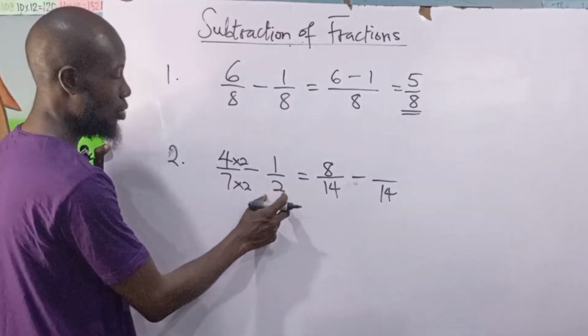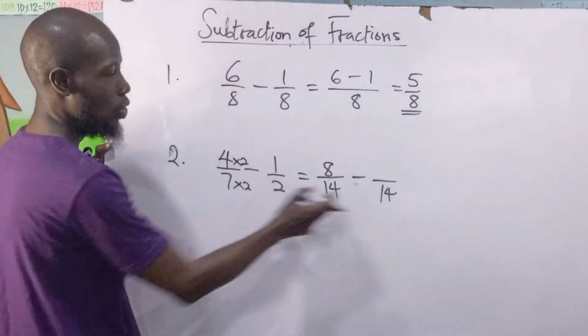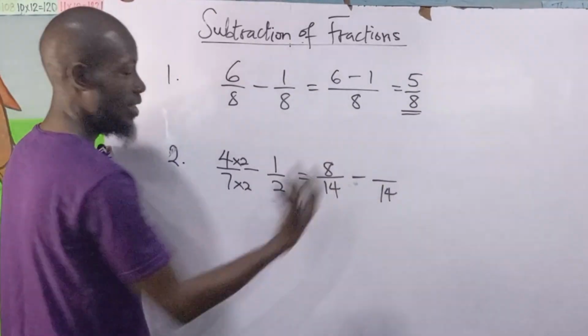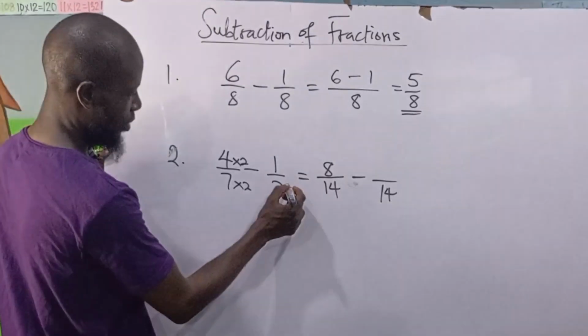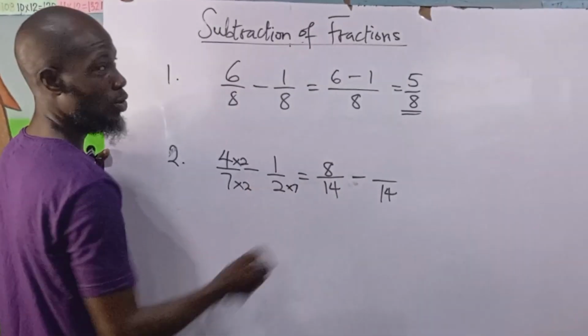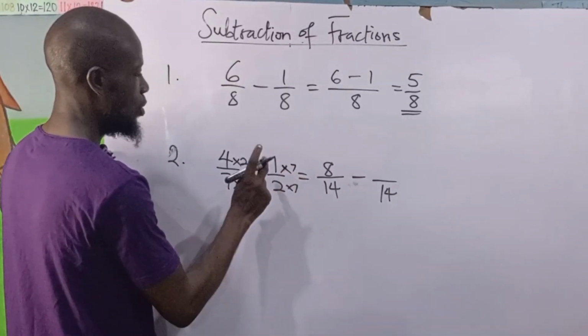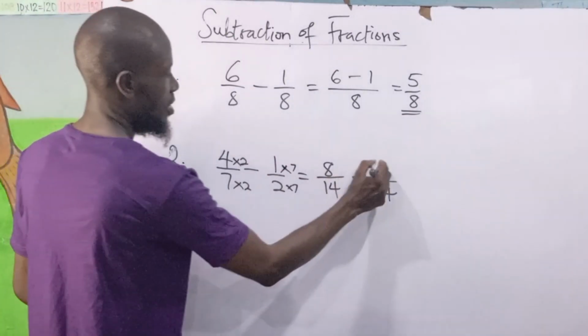The same thing you are going to do here. Think of that number that is multiplied by 2 to get 14, and that is 7. 2 times 7 is 14. So the same thing you do to the numerator: we have times 7, so 1 times 7 is 7.